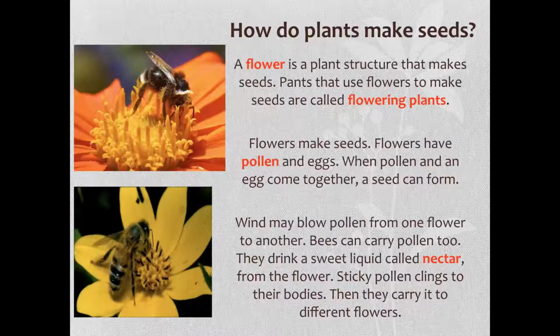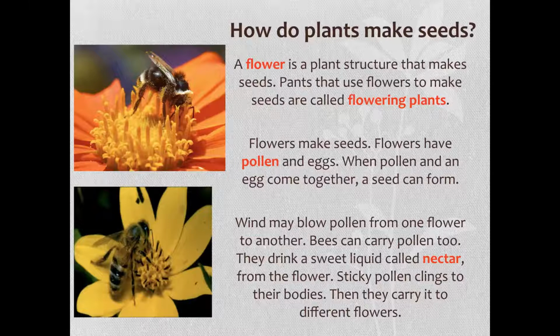How do plants make seeds? A flower is a plant structure that makes seeds. Plants that use flowers to make seeds are called flowering plants. Flowers have pollen and eggs. When pollen and eggs come together, a seed can form.